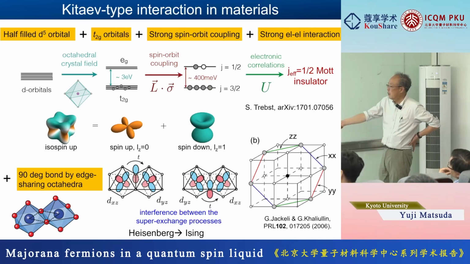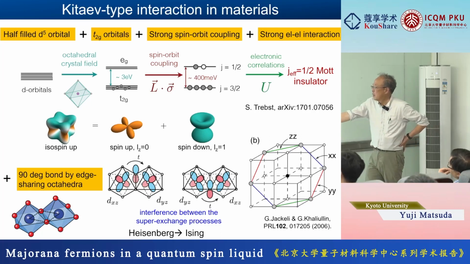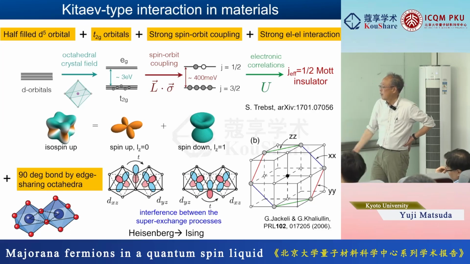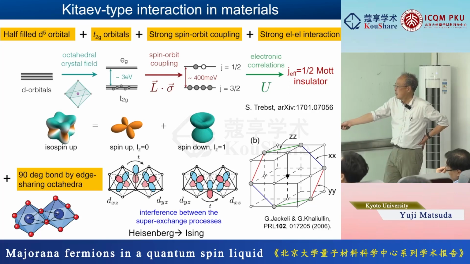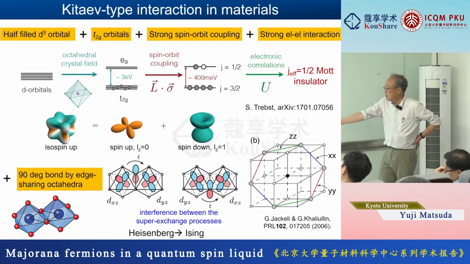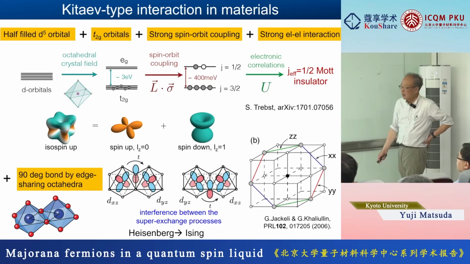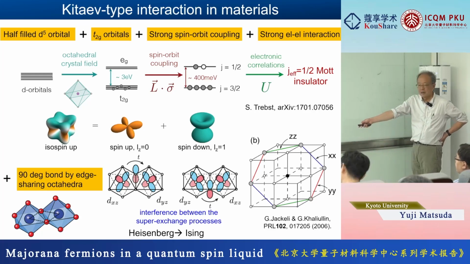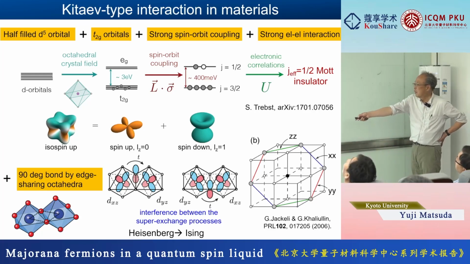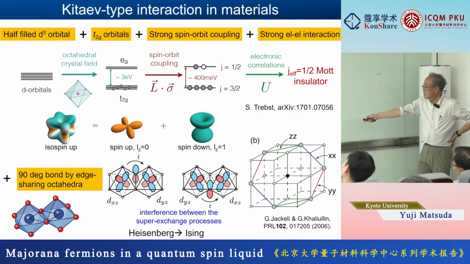And when the crystal has edge-sharing octahedra, the indirect hopping, or superexchange, from this path and this path exactly cancels because of the interference effect. Then the Heisenberg interaction vanishes and the interaction becomes Ising-like. So because of this isospin structure, if the crystal structure is like this, the Kitaev interaction is realized.